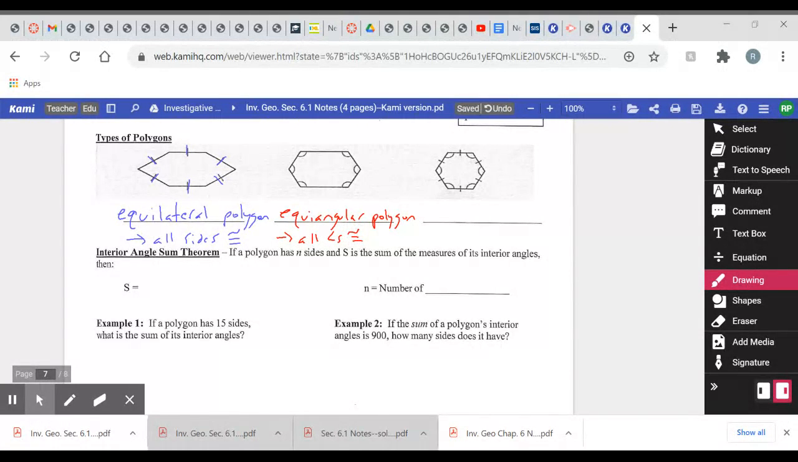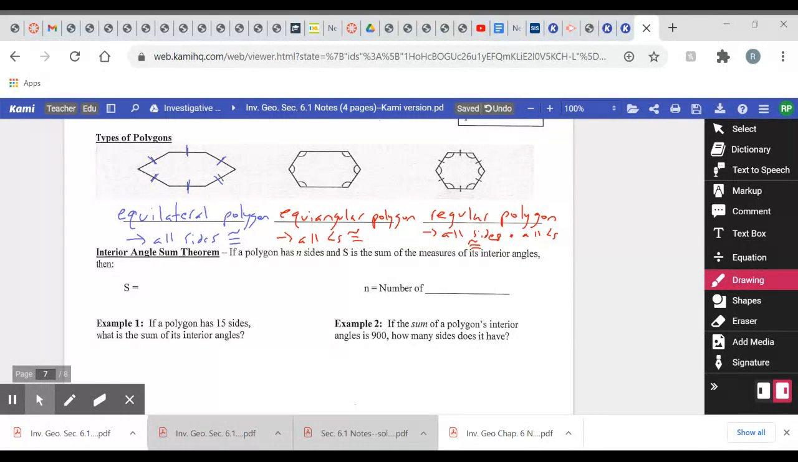And this last one is a regular polygon. And that's the term they're going to refer to the most. It is one that has all sides and all angles congruent. So it's equiangular and equilateral, and that's what makes it a regular polygon. So they don't have to have all those markings. If they just say in the problem that it's a regular polygon, then you know that all the sides and all the angles are congruent.